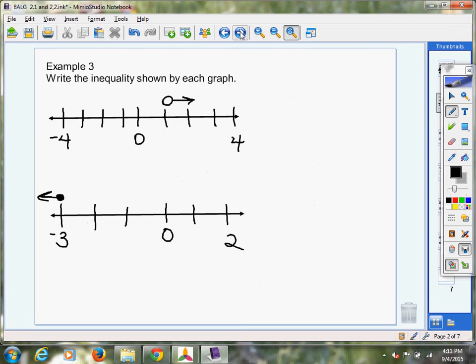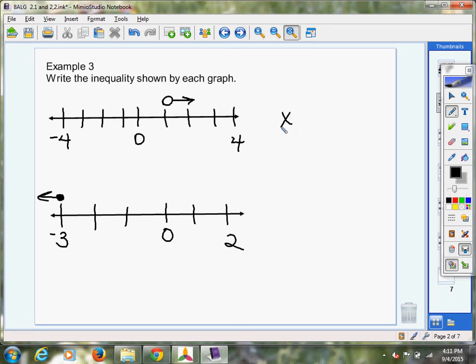Let's go ahead and work on example 3. This time, instead of giving us the inequality and having us graph it, they're going to give us the graph and we write the inequality. The best way I can tell you to do this is start with any variable, and that variable could be the first letter of your first name. I don't really care. It could be X. If that's your favorite variable, use that variable, okay?